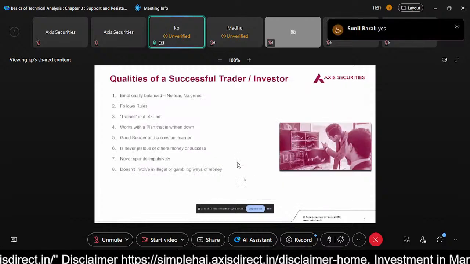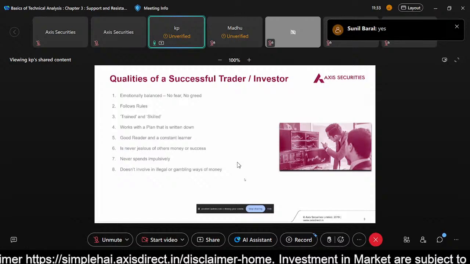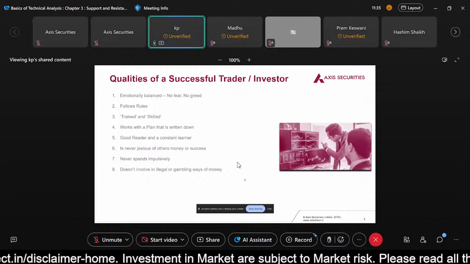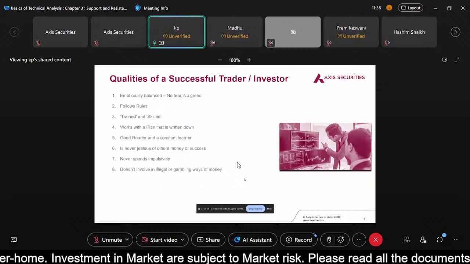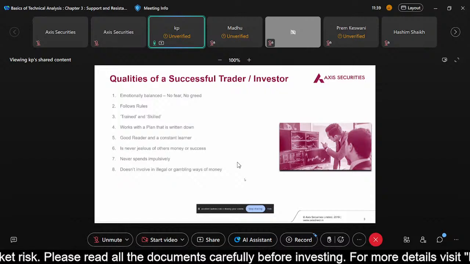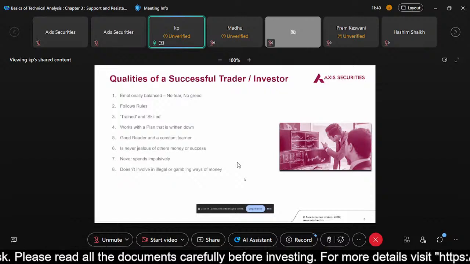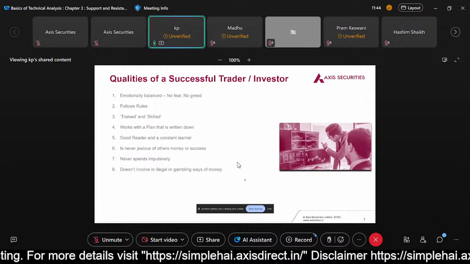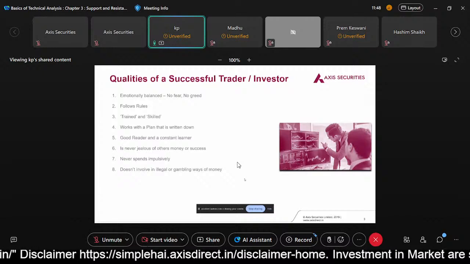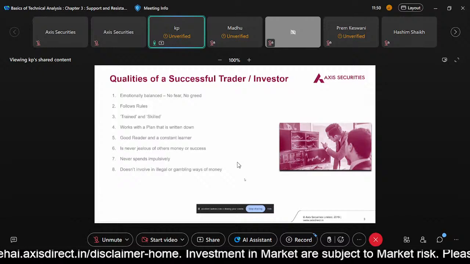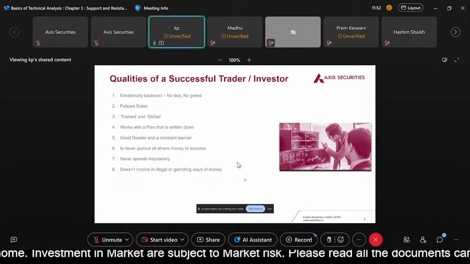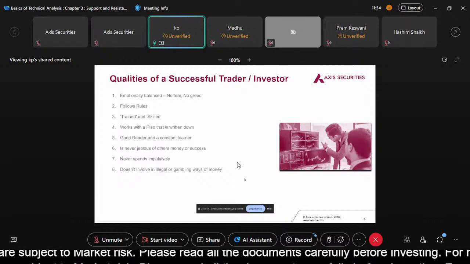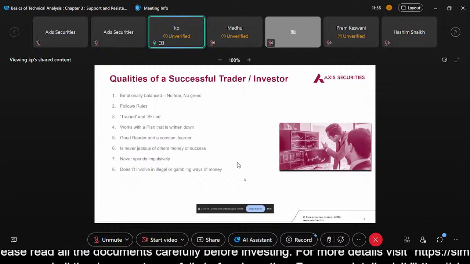So we were at good reader and constant learner. You should always keep sharpening your skills, and you should keep reading new books related to the subject. There is this thing that I've come across: whenever I'm not able to get a hold of a few things, or anything of that sort happens, you read a book, and there is a big probability that you will find a solution to it. So that is why you should always be a good reader and a constant learner.